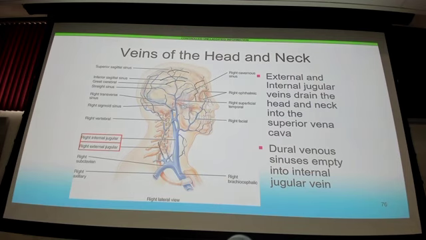So let me recap, because I misspoke there. The dural venous sinuses that we saw up around the cerebrum will drain into the internal jugular. The external veins will drain into the external jugular. That's how we get the blood supply away.